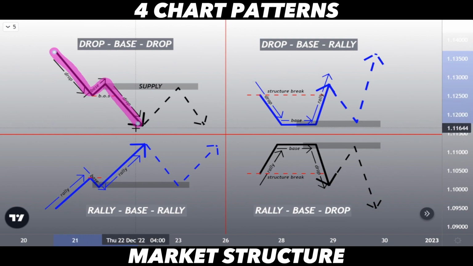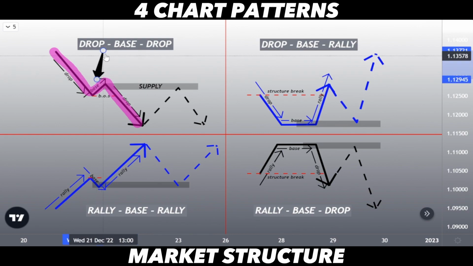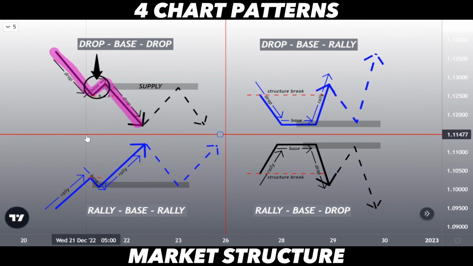Drop, base, drop. Once you see this pattern formulate, the section where the base is, that is typically where you are going to identify your supply zone. So within the pullback, within the base, that's exactly where you're going to identify your supply zone. That's our supply zone. We'll draw it into the future.